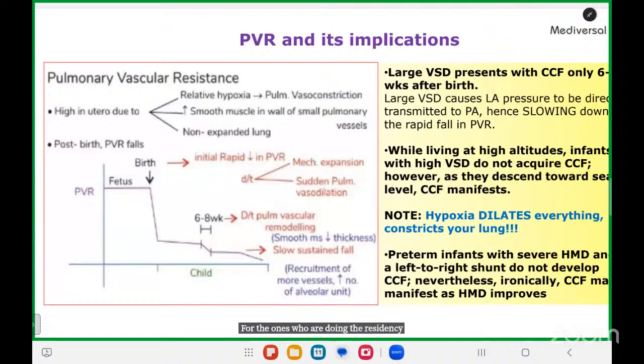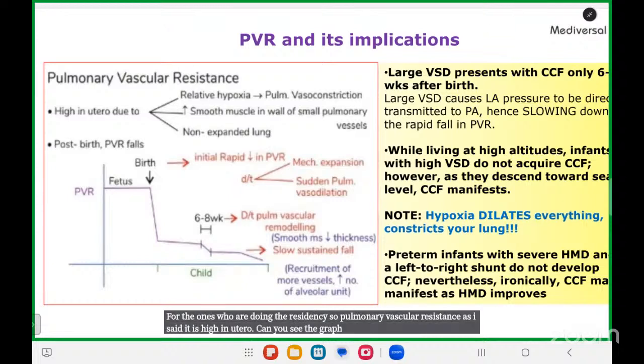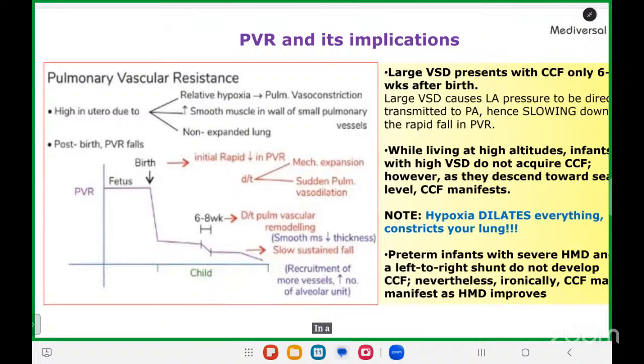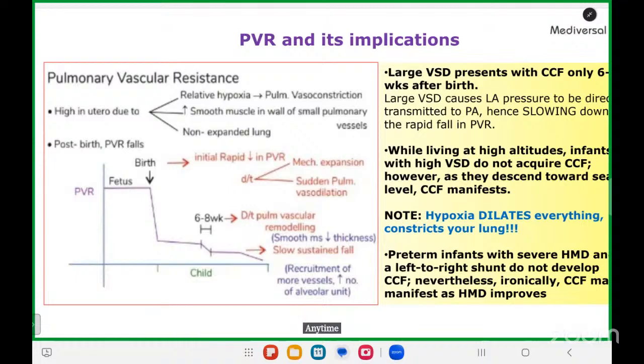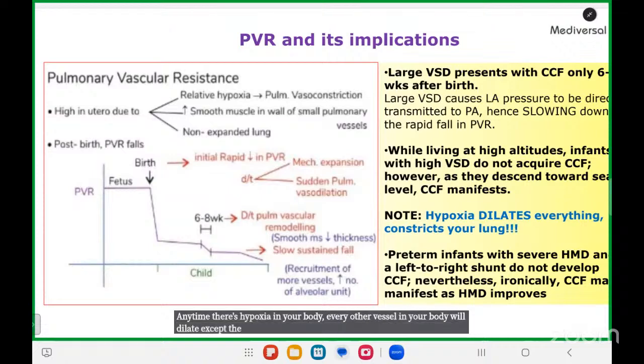So pulmonary vascular resistance, as I said, is high in utero. Can you see the graph? In the fetal life, there's so much high PVR. And why is it? It is due to relative hypoxia. Hypoxia will always cause pulmonary vasoconstriction. This is something which is tested even at the undergraduate level. Anytime there's hypoxia in your body, every other vessel in your body will dilate except the lungs. It is pulmonary vasoconstriction that occurs in response to hypoxia.